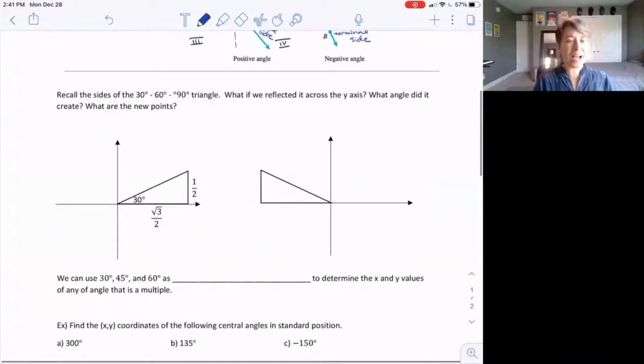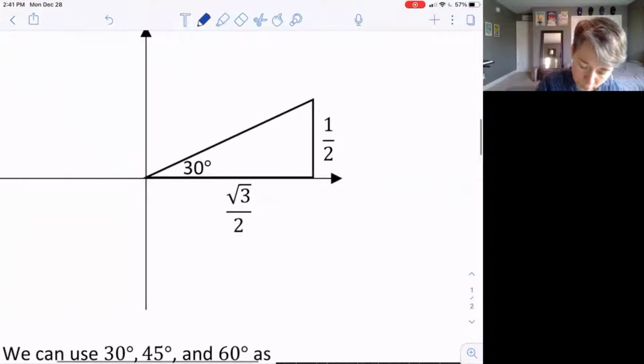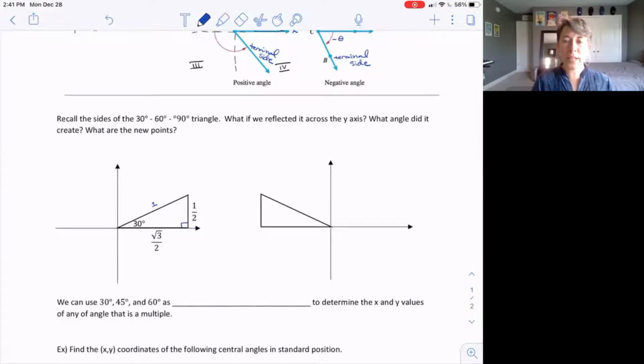Let's recall what the sides of a 30, 60, 90 triangle would look like. Here's our 30. Here's our right angle. And this side, we will say that our hypotenuse is 1. But what would happen if we were to reflect that triangle across the y-axis? What angle did it create? Well, if we were to consider this line here to be our terminal side, we created this angle here at 30 on the left.